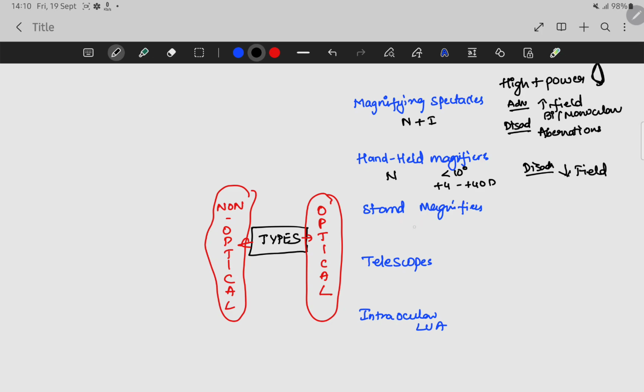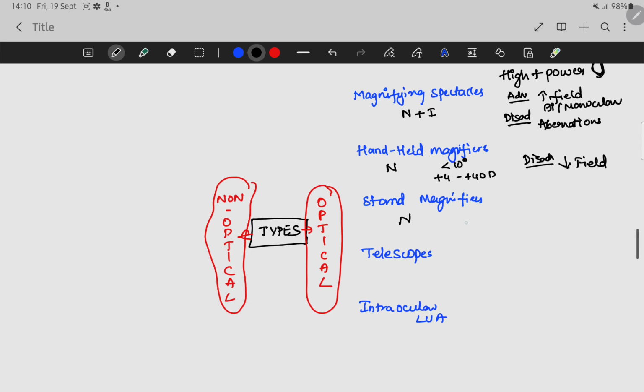Coming to stand magnifiers, these are also for near vision. In this, the magnifying device is placed over a stand, so it is at a fixed distance. The source of reading should be at a fixed distance, so that is its disadvantage. Usually it can be used for reading material.